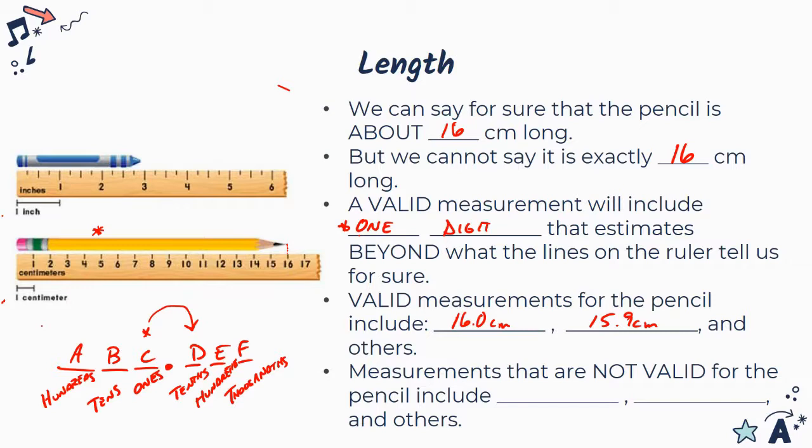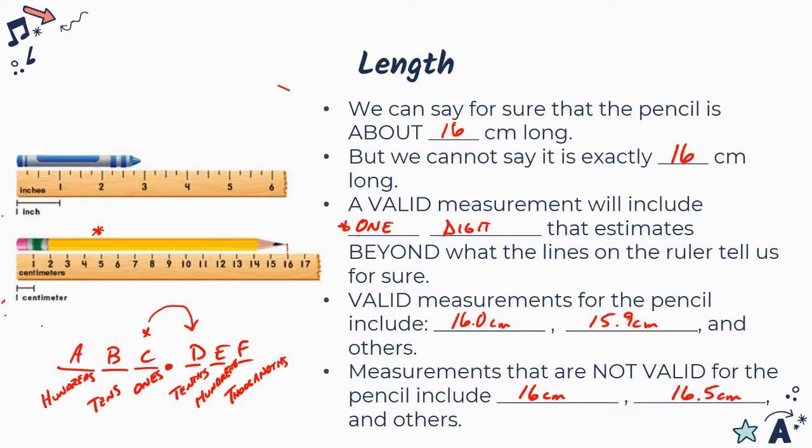So that's the key here, is estimating that next place over. So in terms of some of our other measurements that are not valid for our pencil, would include something like 16 centimeters, because remember we need to estimate one extra spot, or just something way off like saying it's 16.5 centimeters. And so the key here, remember, is you have to estimate the next guess or the next possible spot.